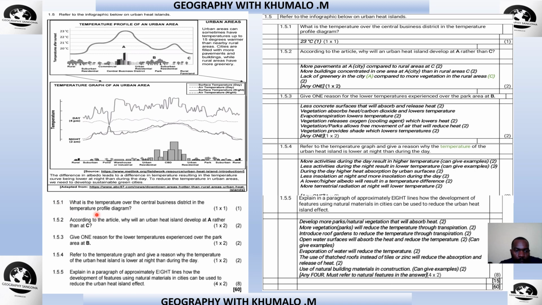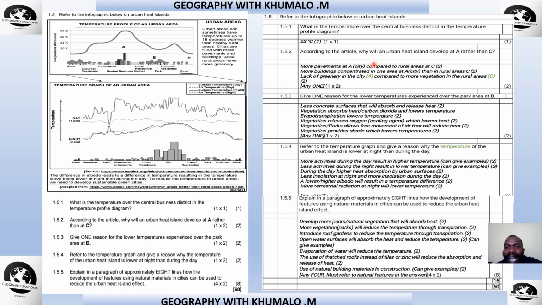Now 1.5.1: what is the temperature over the central business district, the CBD, in the temperature profile diagram? The temperature there was 23 degrees Celsius. So this is what you are supposed to just go there and take, grade 12. The CBD is at A. You just take the reading. You can see it's 23 degrees Celsius. So it was easy. Even my little daughter can do that from crèche.